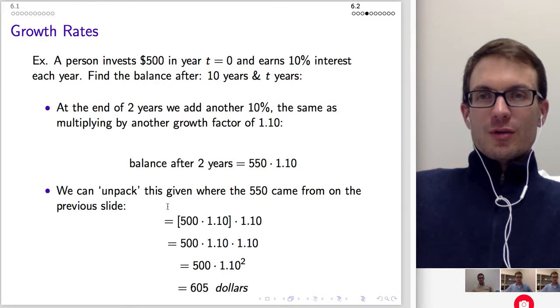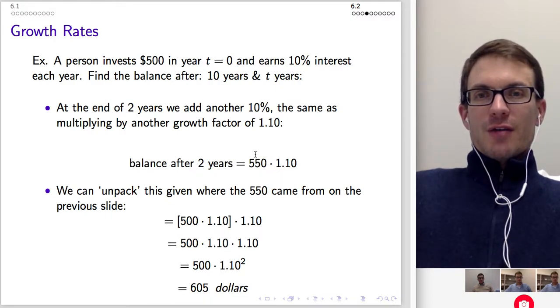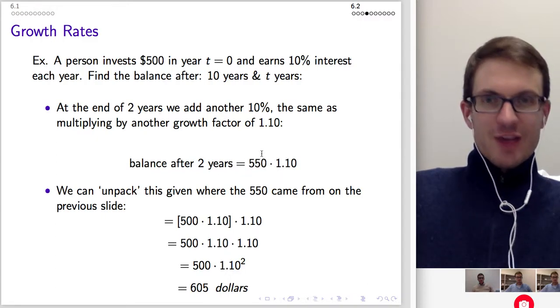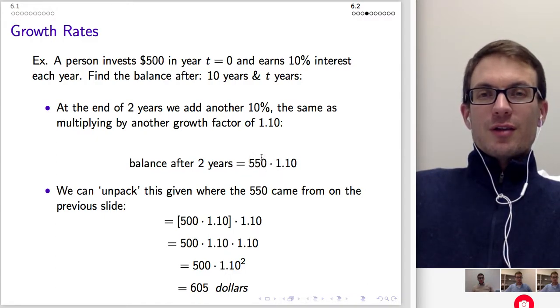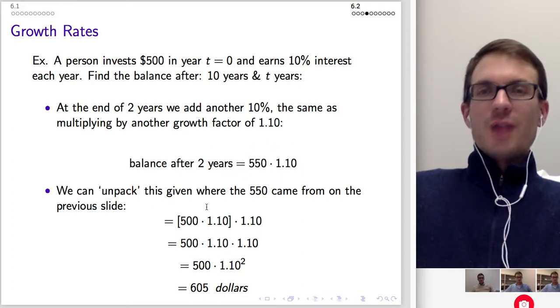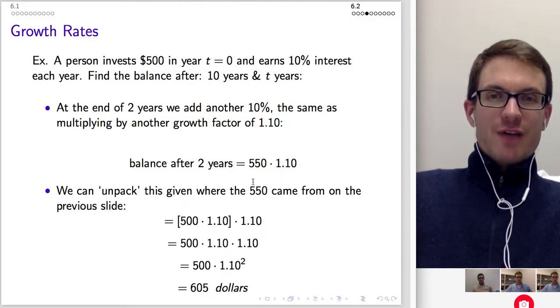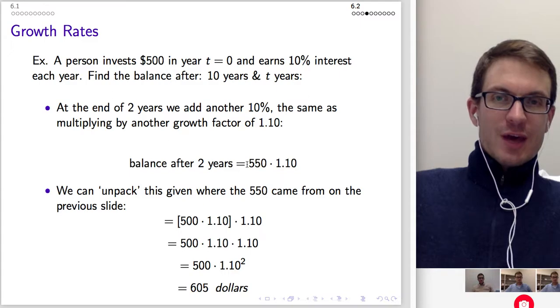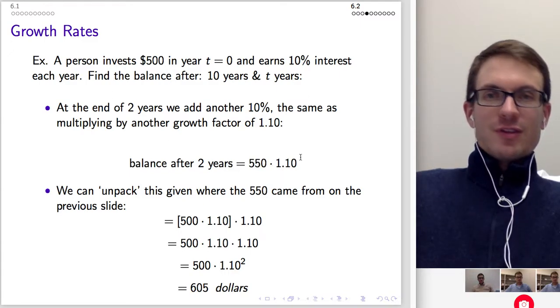Okay. What about after 2 years? Well, our balance after 2 years is going to be our 550. Right? This is at the end of year 1, we have 550. Now we're earning interest on this entire sum, right? So this times 1.1. I said we can unpack this given where the 550 came from on the previous slide. So what we really have after 2 years is 550 times 1.1.